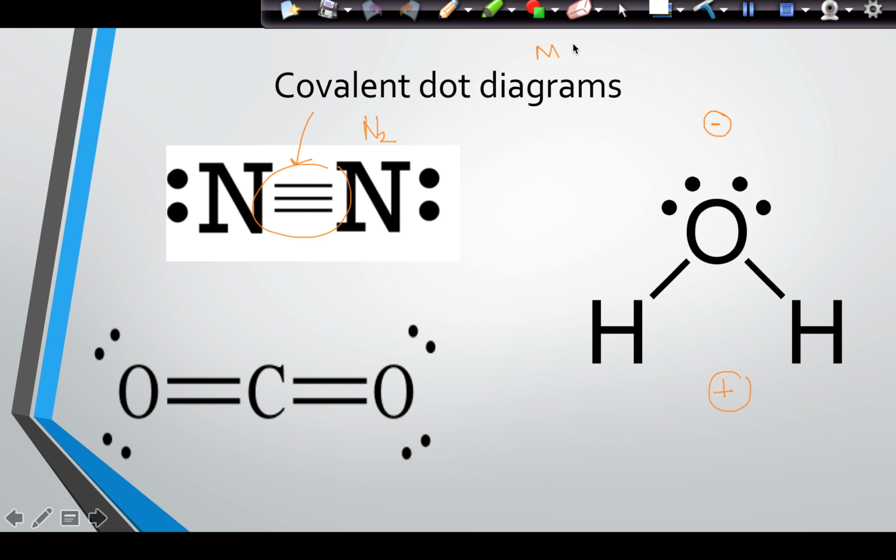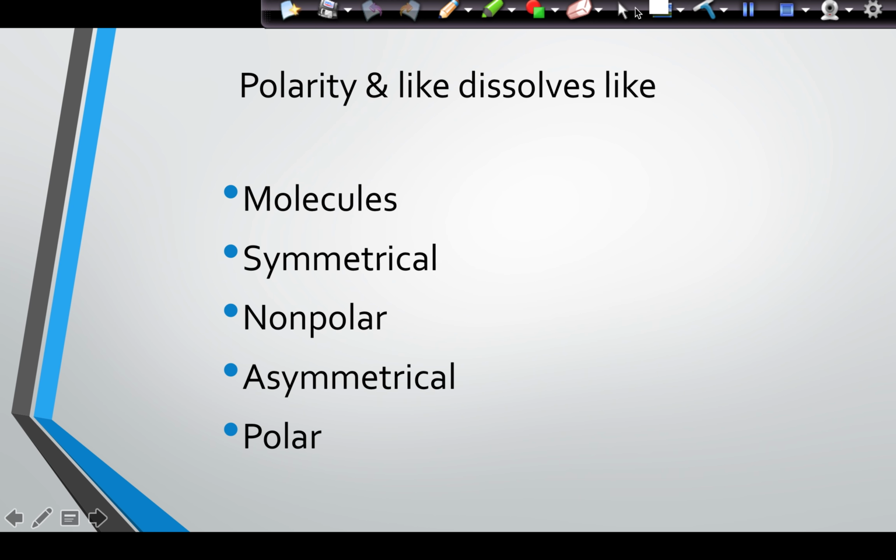Remember, for molecules, symmetrical is nonpolar, asymmetrical is polar. Water is asymmetrical, polar, whereas the nitrogen and the carbon dioxide are symmetrical, nonpolar. Remember also that like dissolves like, so water will dissolve other polar asymmetrical molecules, and symmetrical nonpolar molecules will dissolve in each other. So again, for molecules, symmetrical is nonpolar, asymmetrical is polar.